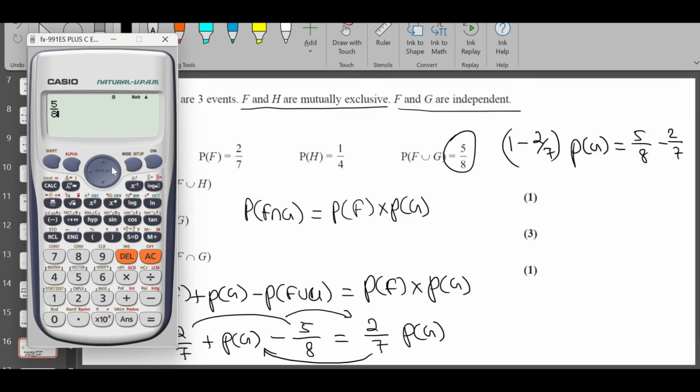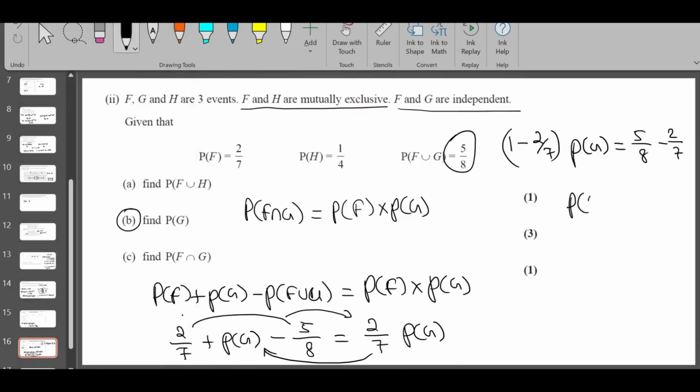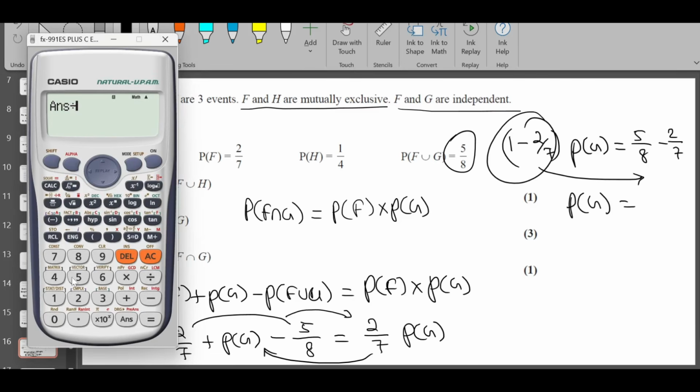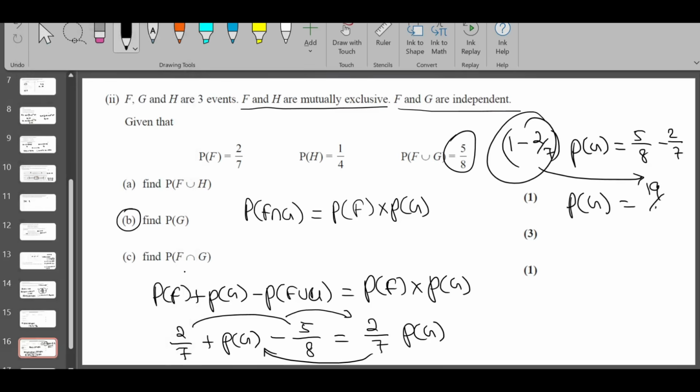5 over 8 minus 2 over 7 is 19 over 56. So P of G will be, you divide the answer by this, which is 5 over 7, divided by 19 over 56. 19 over 40 is the answer.